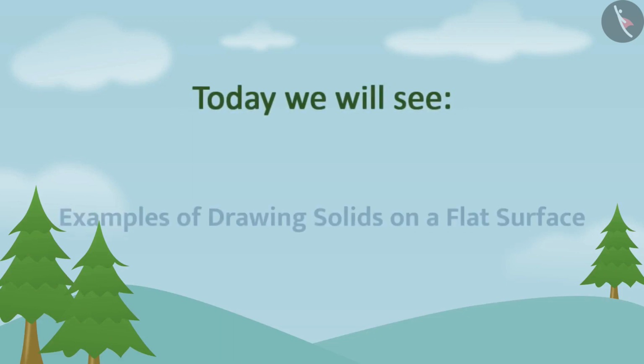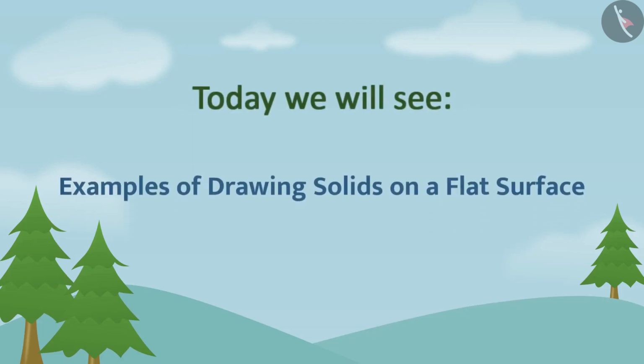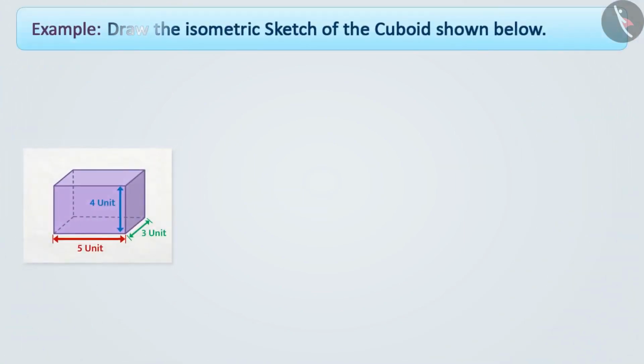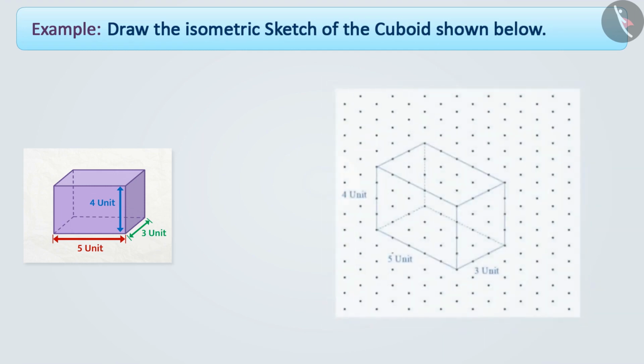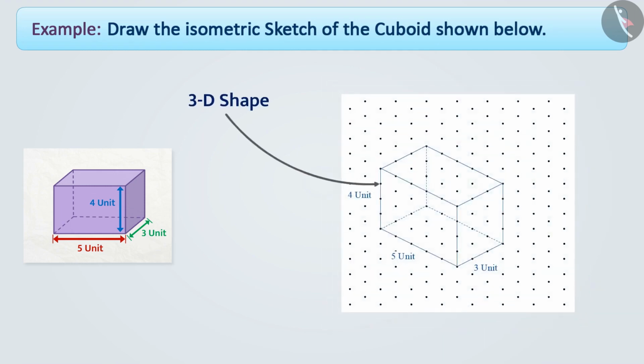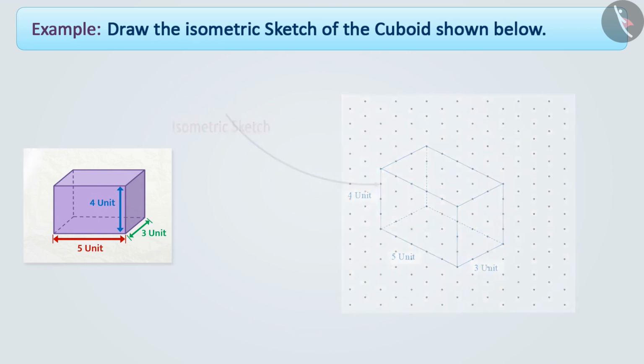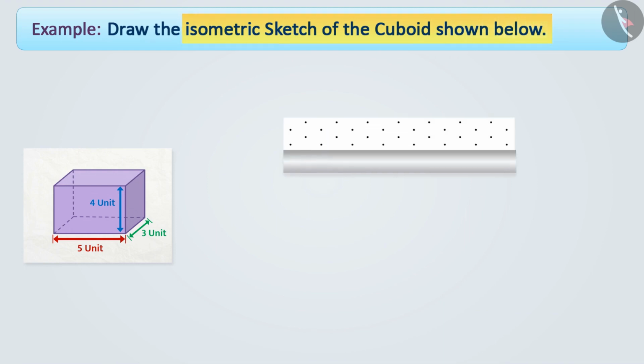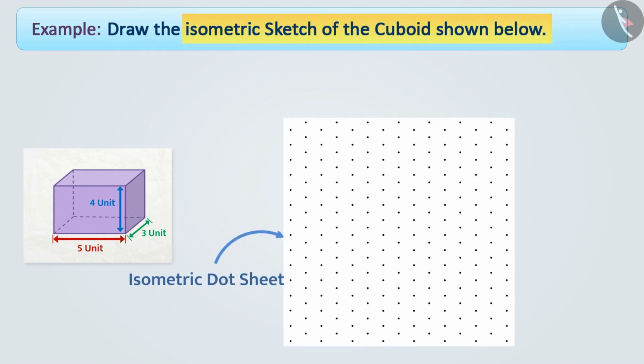Today we will see examples of drawing solids on a flat surface. Draw the isometric sketch of the cuboid shown below. If the measurements of the 3D shape shown on the paper are proportional, then such a picture is called an isometric figure. Now we will draw an isometric sketch according to the given measurements. We will take an isometric dot sheet to draw an isometric sketch.